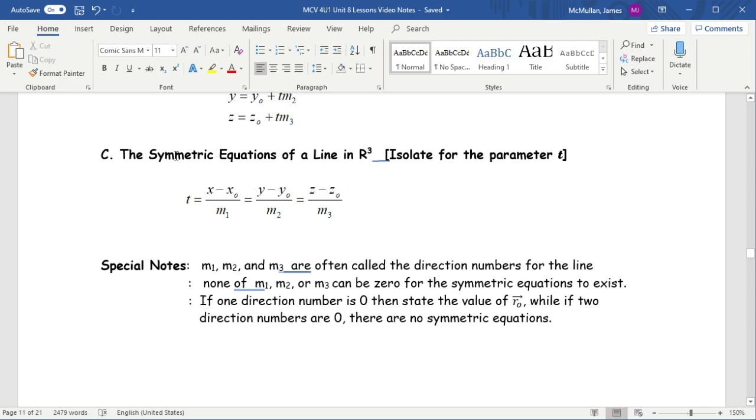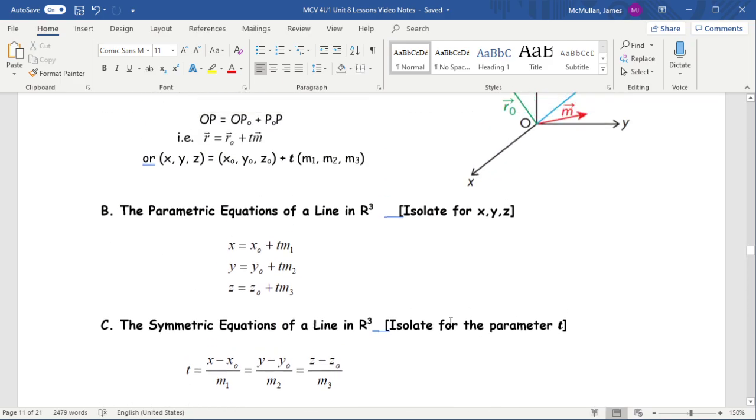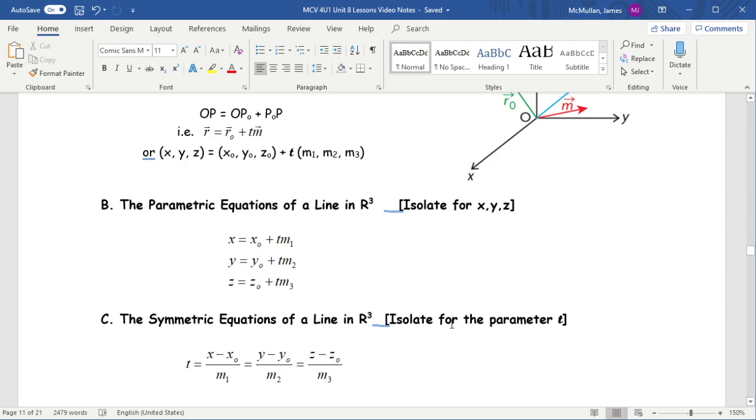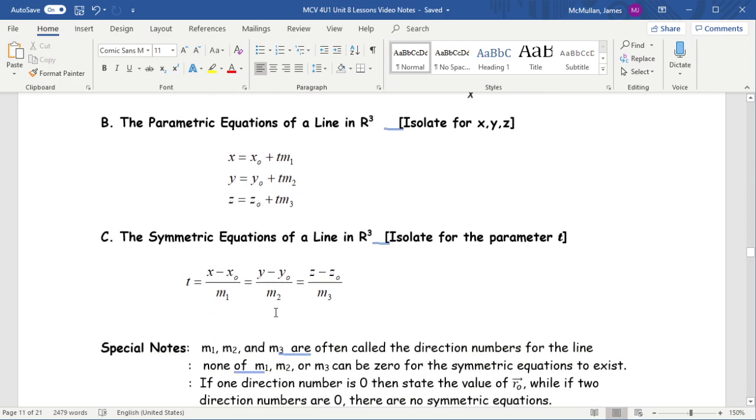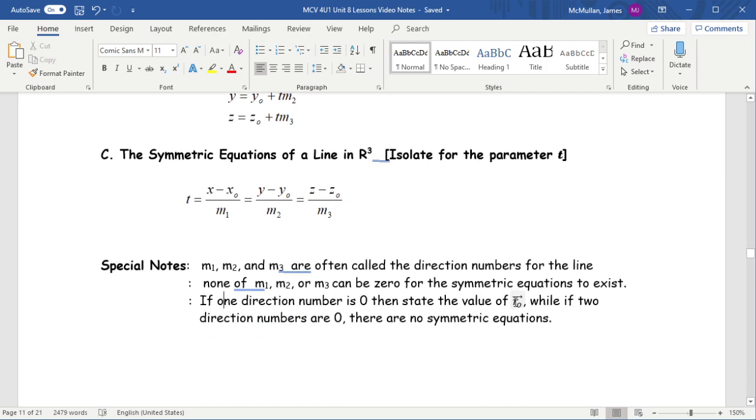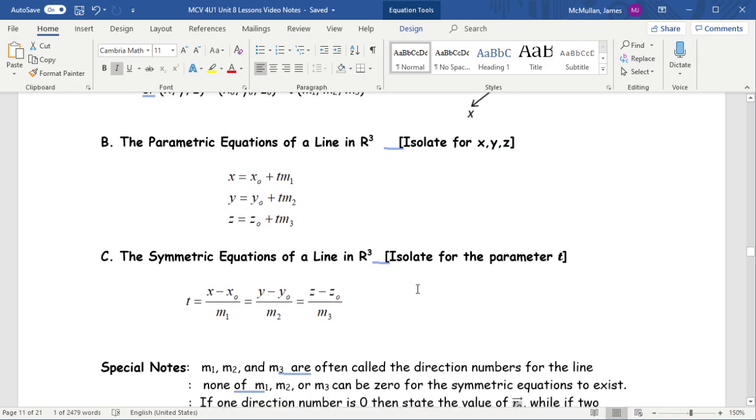Notice for the symmetric equations, you can't have 0 as a direction vector. It says if one direction number is 0, state the value of that coordinate, while if two direction numbers are 0, there are just no symmetric equations. So I think what they mean here is, let's suppose that z, okay, I think I get what they're saying here.